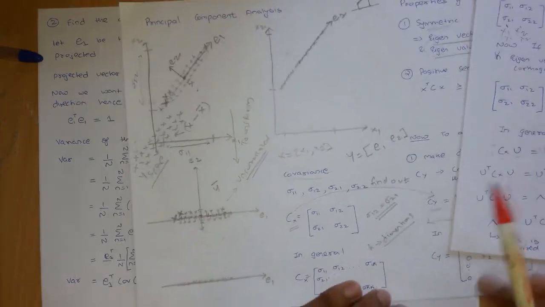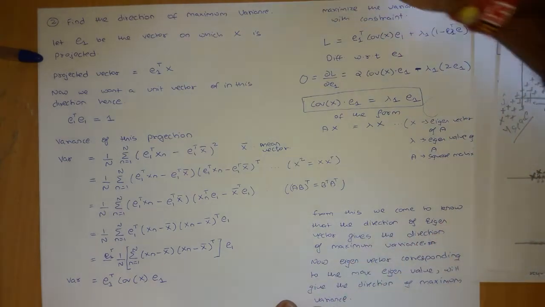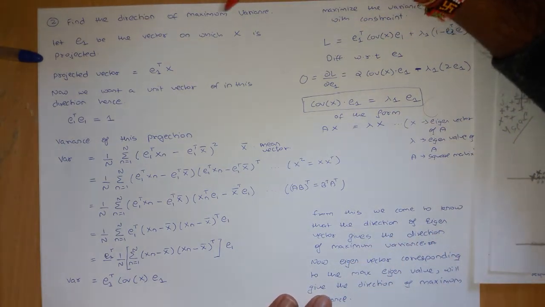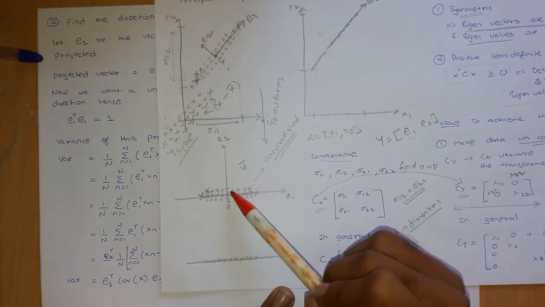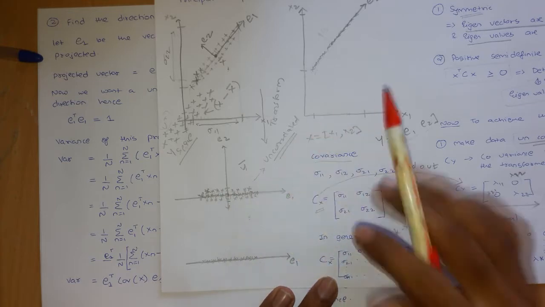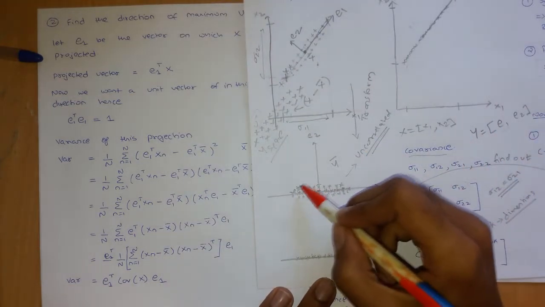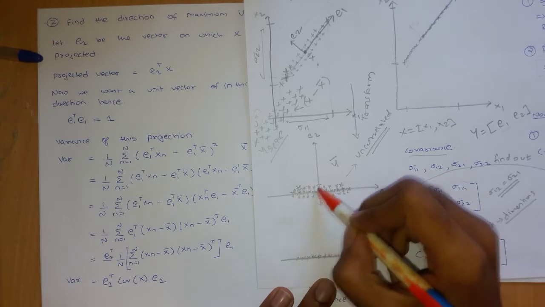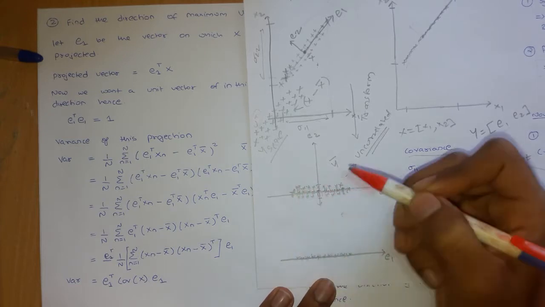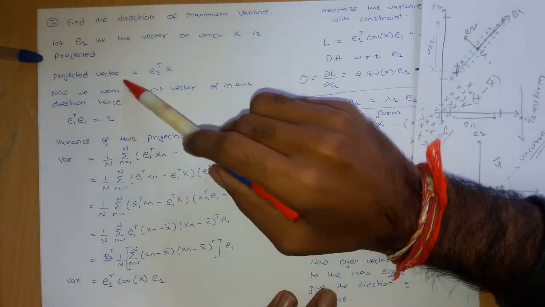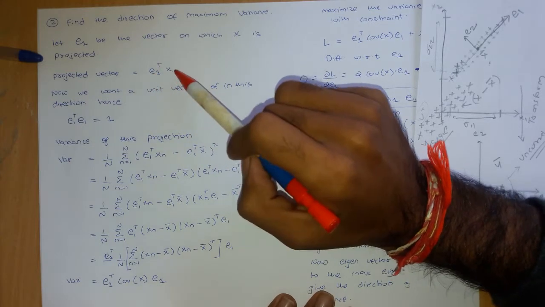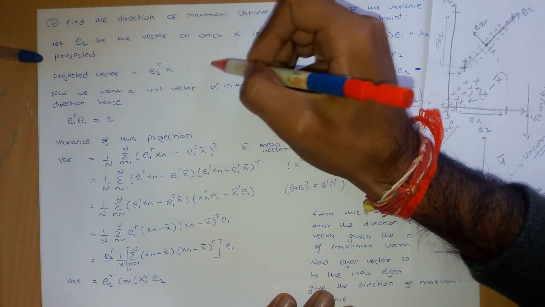So let us see how we can get this direction of maximum variance. That is our objective now, to find the direction of maximum variance. Let E1 be the vector on which x is projected. So let there be some vector E1 on which all these samples are projected. What is x? X is the set of all these samples, so it has every point over here. So this can be x1, x2, x3, and so on. Now the projected vector is nothing but E1 transpose x. This is the dot product equation.